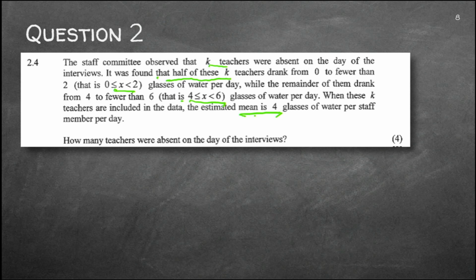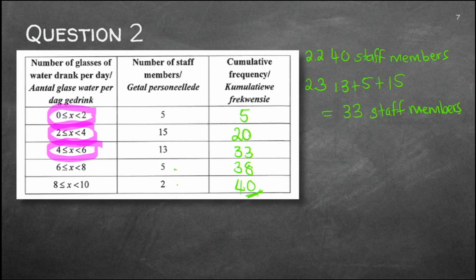So let's just quickly go back now to this column. What they're actually referring to is that the K over 2, so this would not be 5, this would be 5 plus K over 2. And the other half would be at the 13. So it's 13 plus K over 2. Right. So then they're referring to 4 classes per day as the estimated mean.